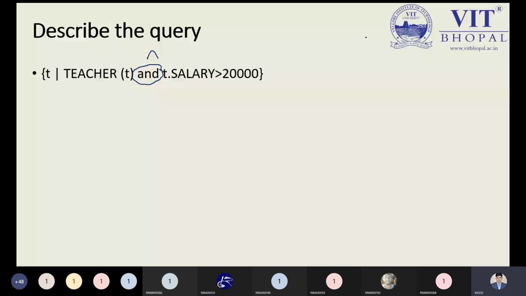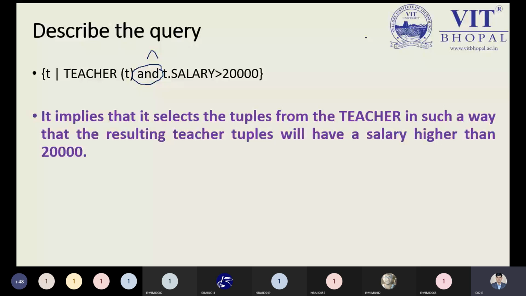Just please remember your words, not set of the teachers. It displays the list of the tuples. Set of tuples we can say, not set of the teachers. Please remember the words. Okay, sir, set of tuples. Set of tuples of those teachers who have a salary of more than 20,000. This is a good point. So you can read it here. It implies that it selects the tuples from the teachers relation in such a way that the resulting teachers tuple will have a salary higher than 20k, or 20,000. Now this query is clear to all.